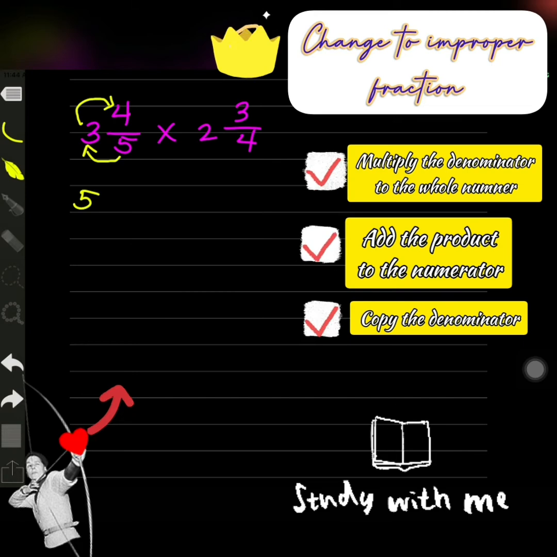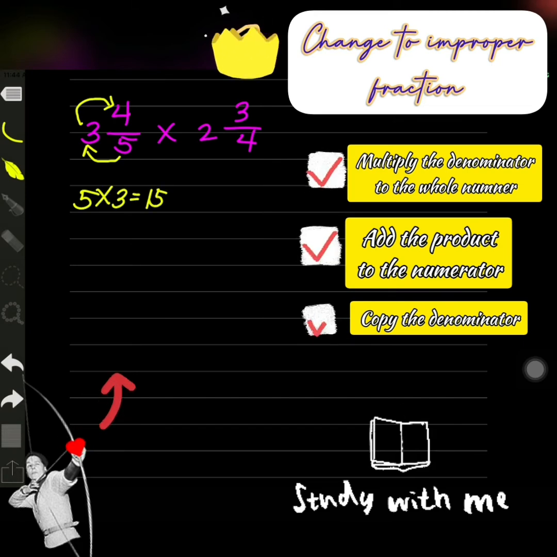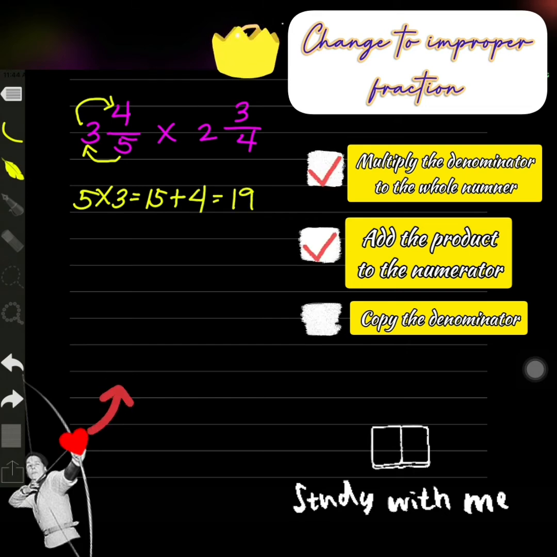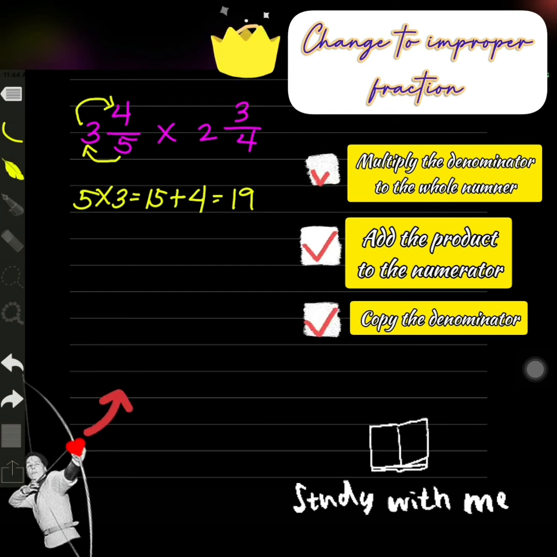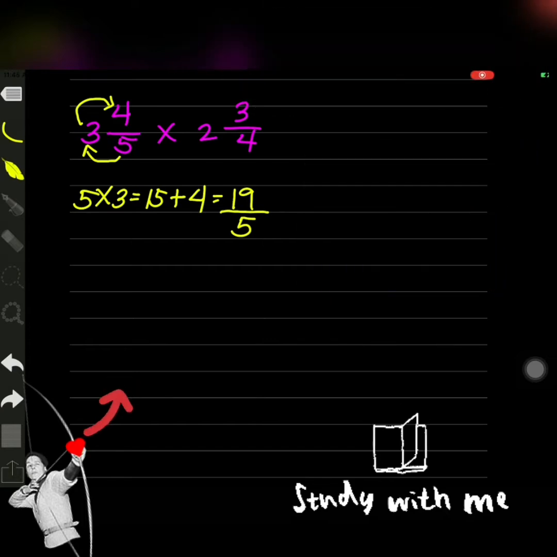So, 5 times 3 is equal to 15. Then, plus 4 is equal to 19. Thus, 19 is now our numerator, then we will just copy the denominator, 5. So, 3 and 4/5 is 19 over 5 in improper fraction.